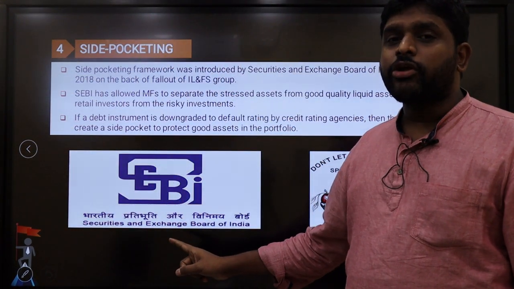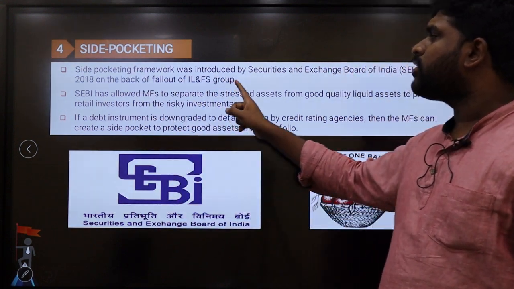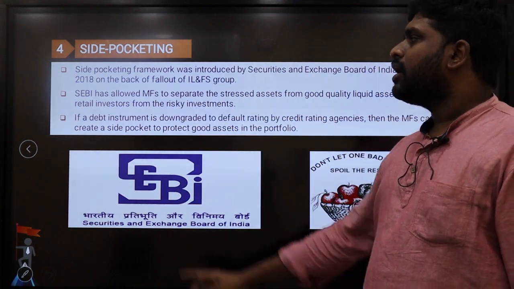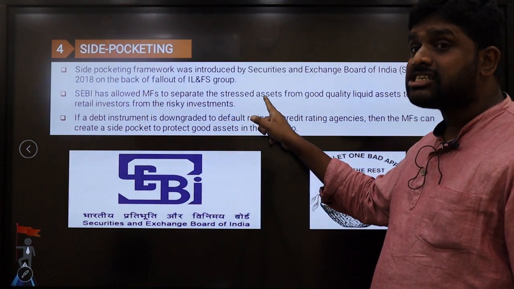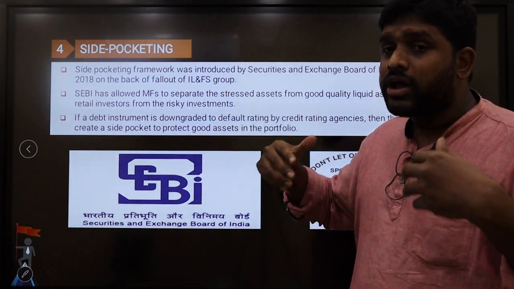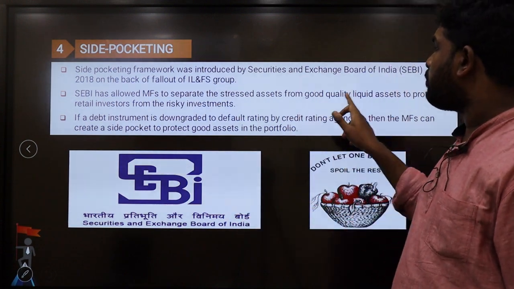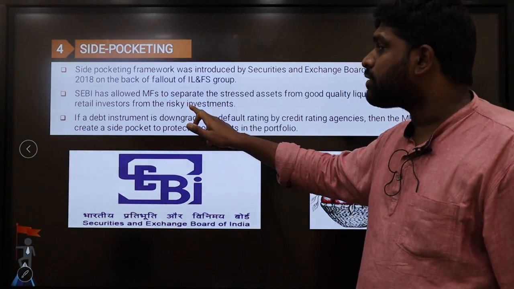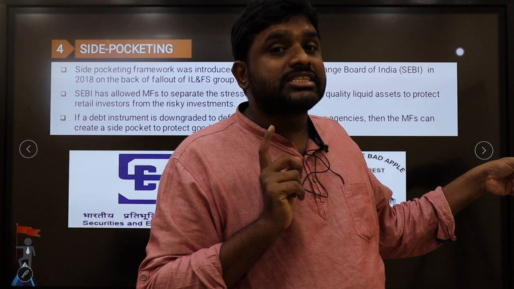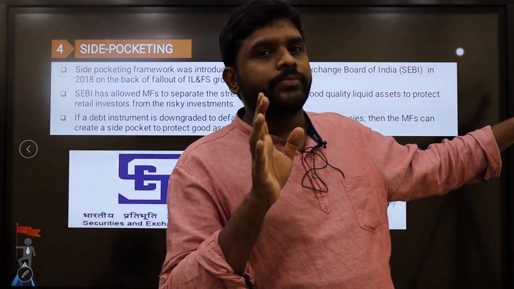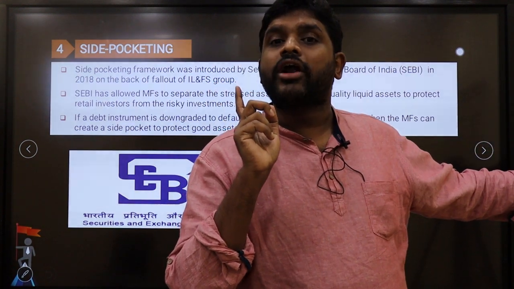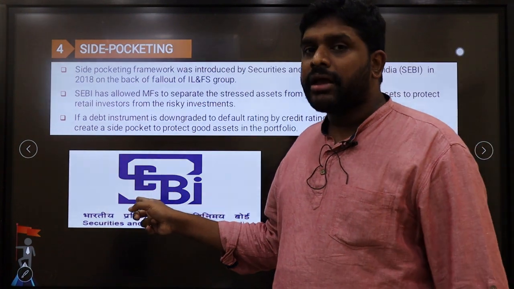Who created it? SEBI, the Securities and Exchange Board of India. The side pocketing framework was introduced by SEBI in 2018 on the back of the fallout of the IL&FS group. SEBI has allowed mutual funds to separate stressed assets, meaning those that are not working, underperforming, or at losses, from good quality liquid assets, to protect retail investors from risky investments. So other people will be careful. They will not invest in this stressed asset. I will say that I side pocketed them. That is the benefit provided by SEBI.